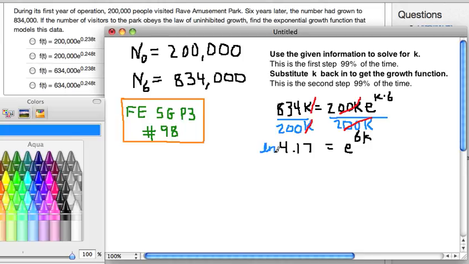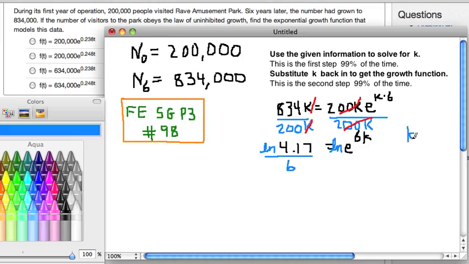Anyway, at this point, we're going to go ahead and take the ln of both sides because we've got to solve for k. And by taking the ln of both sides, the e goes away. I'm also going to divide both sides by 6. And that's going to be our value for k. And if you look up here, it looks like it's either going to be 0.238 or 0.248. It's one of those two. And so we have ln of that answer, 4.17, and we're going to divide that by 6. It's 0.238. Okay, so that's what k is.